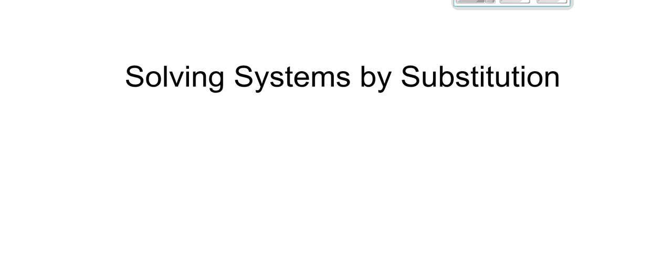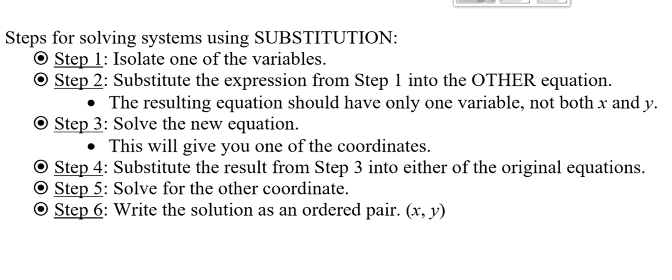Okay, so we are going to be doing solving systems by substitution. The first thing you need to know are just the steps. Anytime you're solving systems by using substitution, you need to isolate one of the variables. Substitute the expression from step 1 into the other equation. The resulting equation should have only one variable, not both x and y.